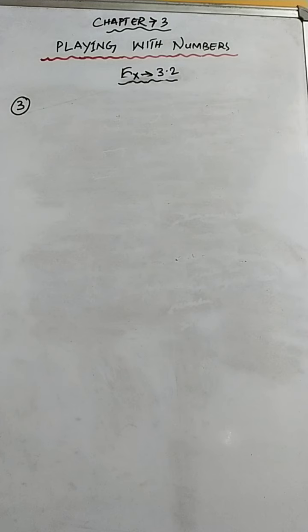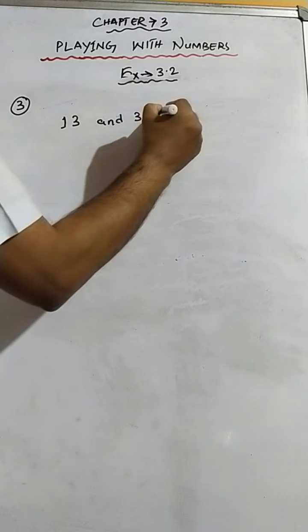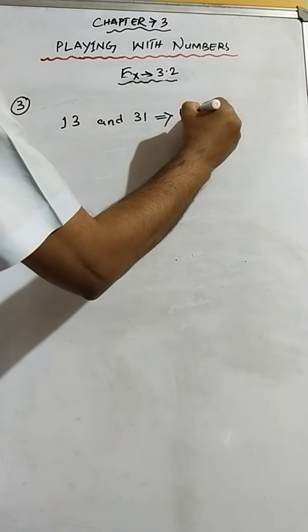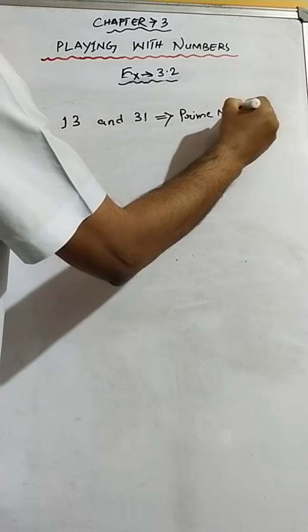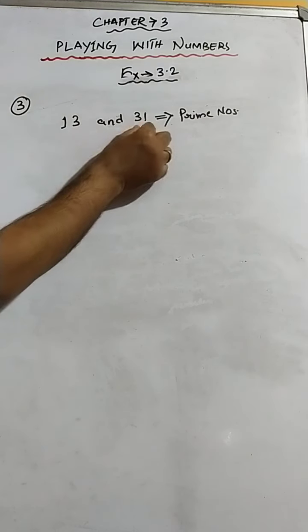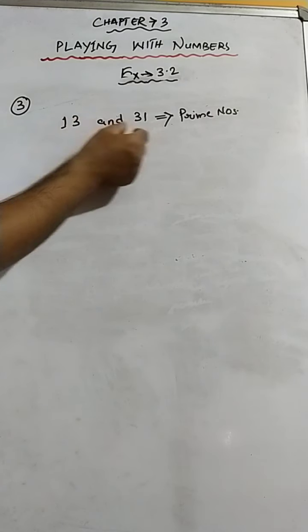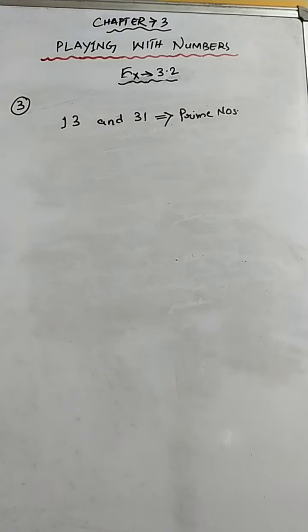Now, in question number 3, we have the numbers 13 and 31, which are prime numbers. We'll discuss what prime numbers are, just let me read out the question first. Both these numbers have the same digits, that is 1 and 3, 3 and 1. Same digits they are having, isn't it? Just the place values are different. Now, find such pairs of prime numbers up to 100.